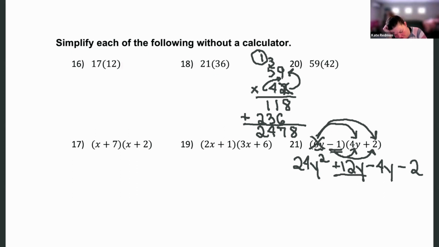Again, combine any like terms you can. There's y's and y's. So 12y minus 4y gives me positive 8y. There's no other ones. There's no other y squareds. Final answer is 24y squared plus 8y minus 2.